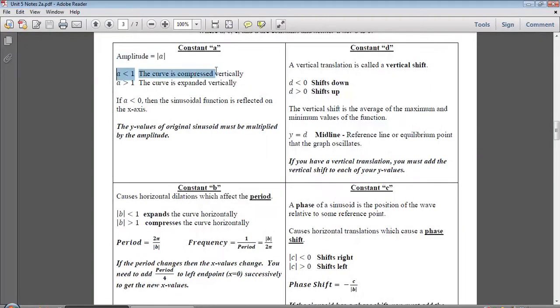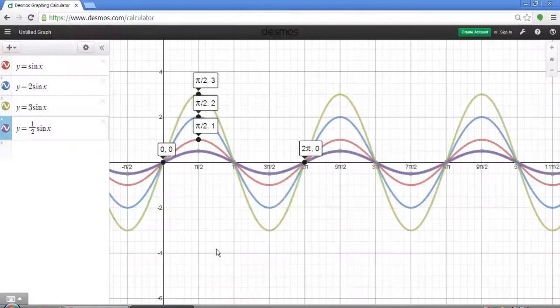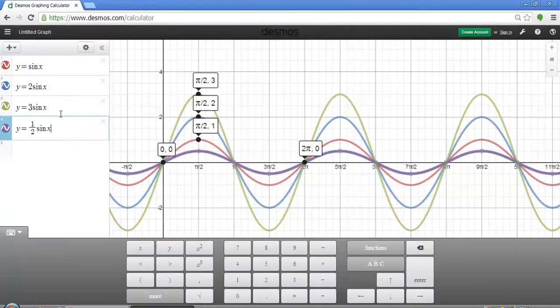Greater than 1 is going to compress it. Less than 1 is going to expand it. Greater than 1 is going to expand it. Negative. Alright, what happens when it's negative?